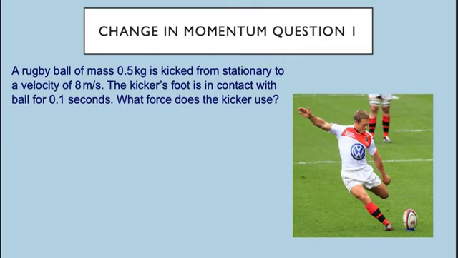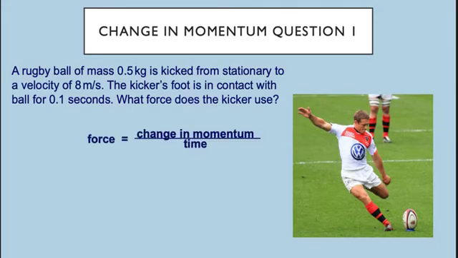So let's just go straight into doing a couple of example questions. We've got Johnny Wilkinson there just about to kick a ball. A rugby ball of mass 0.5 kilograms is kicked from stationary to a velocity of 8 meters per second. The kicker's foot is in contact with the ball for 0.1 seconds. What force does the kicker use?